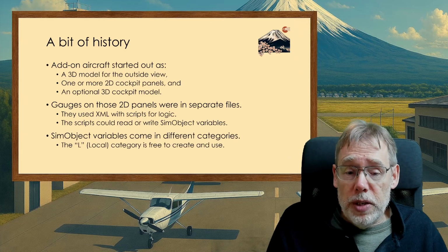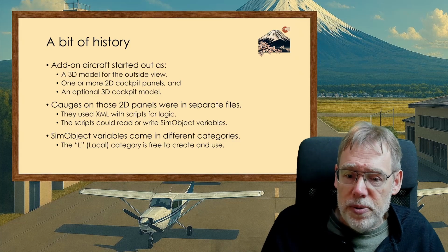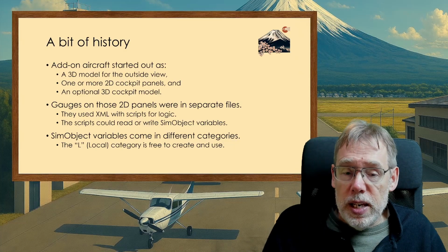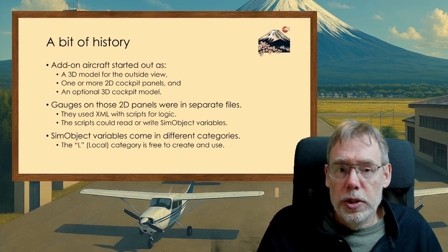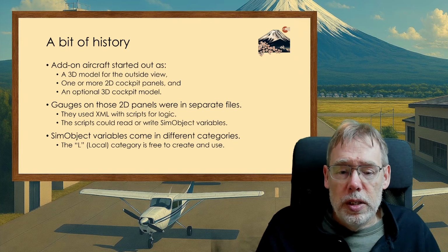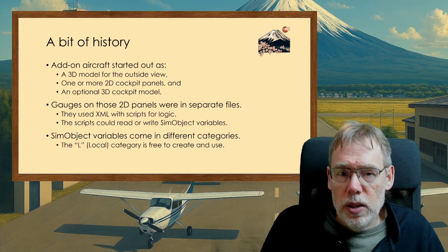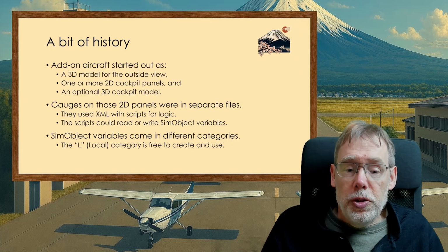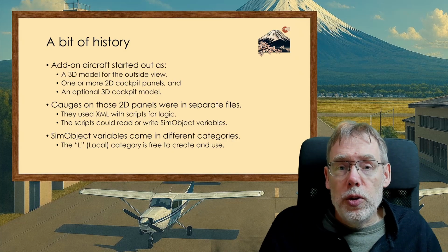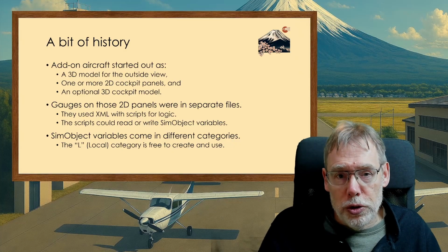Now, SimObject variables come in different categories. There was a category K for the keyboard, M for the mouse, but also A for airplane, which were generally the SimObjects, or the SimObject variables associated with the airplane of the user. And there was also the L, or local category, and those were free for those gauges to create and use.